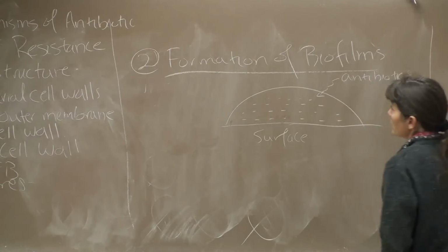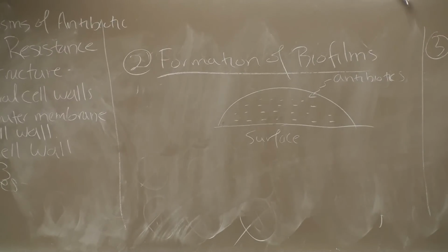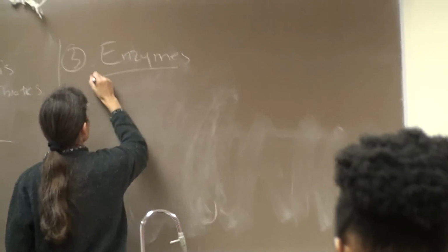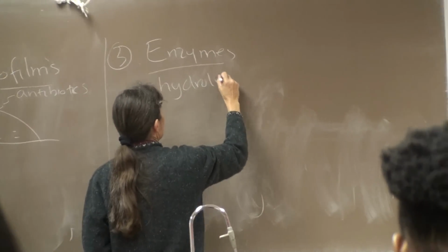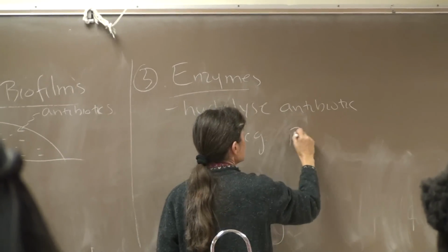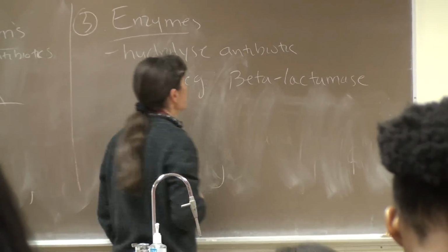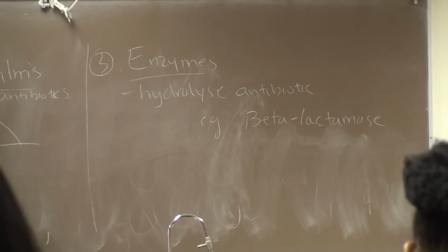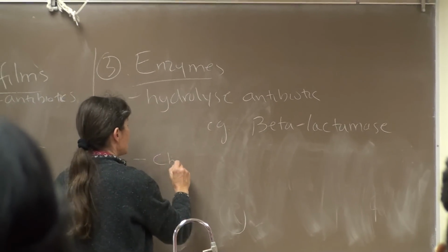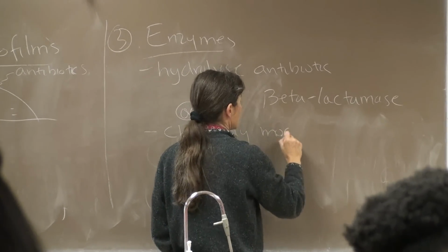Okay, so another way that bacteria can resist antibiotics is through enzymes which either hydrolyze the antibiotic, and our example was the beta-lactamases that we talked about, which most Staph aureus produce and which can destroy penicillin, ampicillin, and amoxicillin. In addition, bacteria might have enzymes which chemically modify the antibiotic.